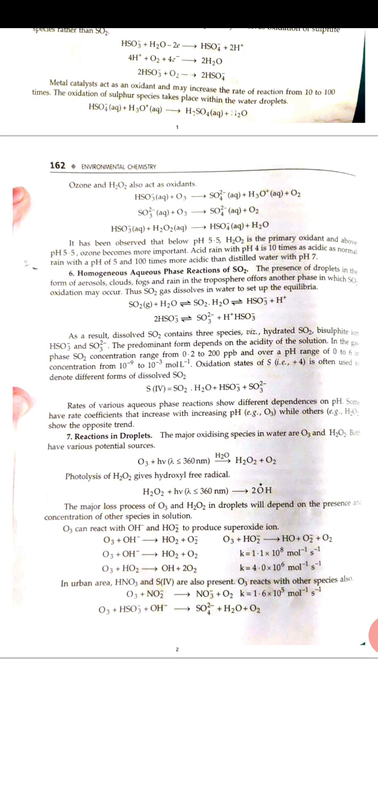Now there is a sixth method, the homogeneous aqueous phase reaction of sulfur dioxide, by which sulfuric acid is formed in the environment. The presence of droplets.